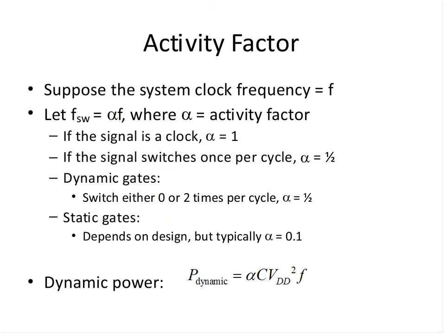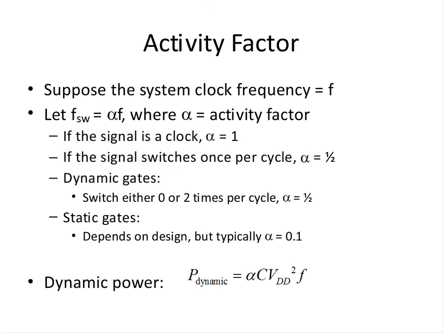So let us say the system clock frequency is f, and let the switching frequency FSW be equal to alpha f, where alpha is the activity factor. Now if the signal is a clock, alpha is equal to 1. What it means is that if the signal switches twice per cycle, alpha is equal to 1. If the signal switches once per cycle, alpha is equal to 1 by 2. Please remember this.